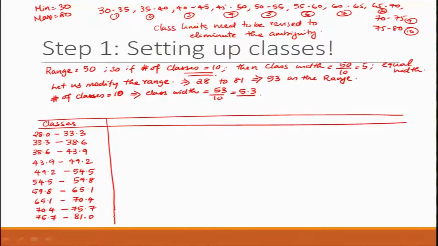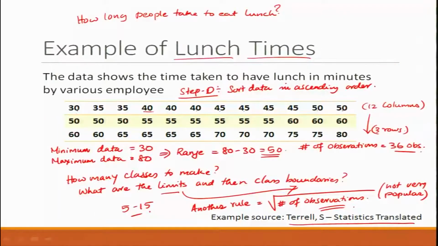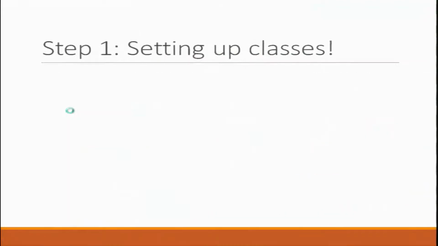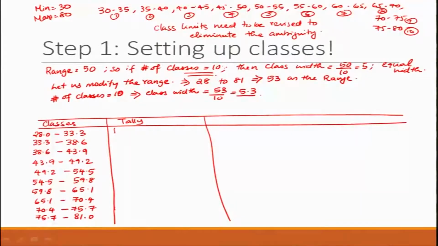Now, the simplest way to do the frequency distribution is you do what we call tally markers. So, what we do is you go back to the data and see between the range of 28 to 33.3 how many data values are there. If we go back and check, we have 30. That is only one data point that we have. So, then we come here and we say tally of 1.